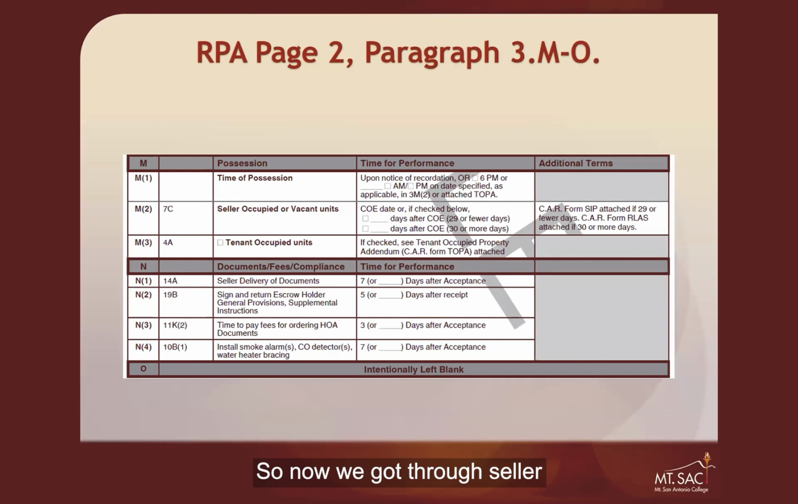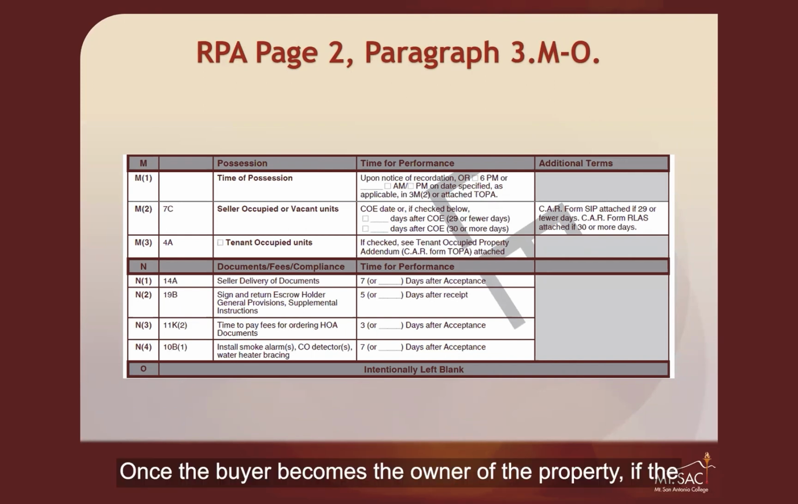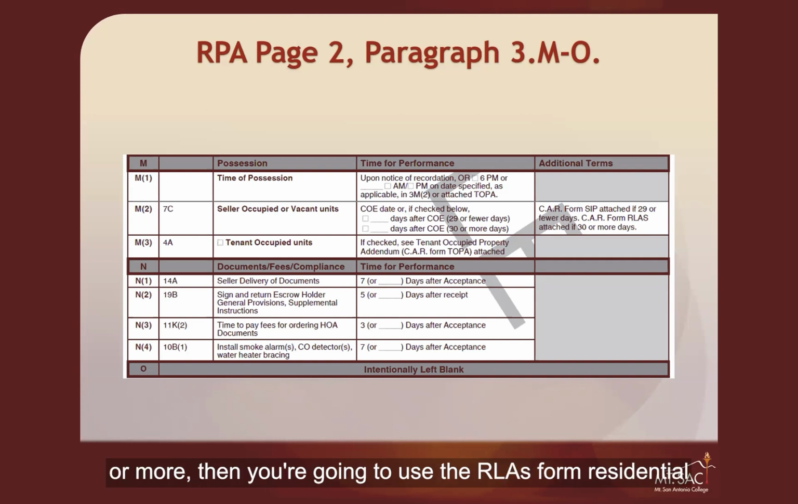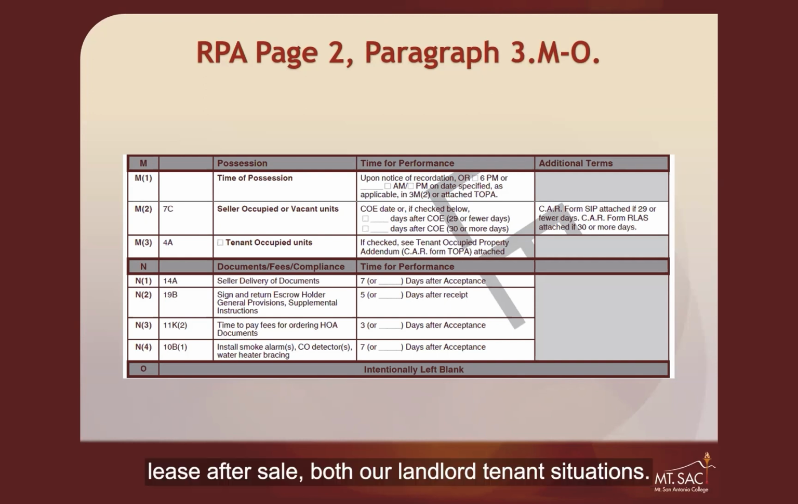All right, so now we got through seller occupied. Remember, if the seller's going to be in there for 29 days or fewer, I'm in column 4, then you will use the SIP, seller in possession addendum or document, to lay out the terms of the rules of occupancy for that seller once the buyer becomes the owner of the property. If the seller is going to be in the property for 30 days or more, then you're going to use the RLAS form, residential lease after sale.